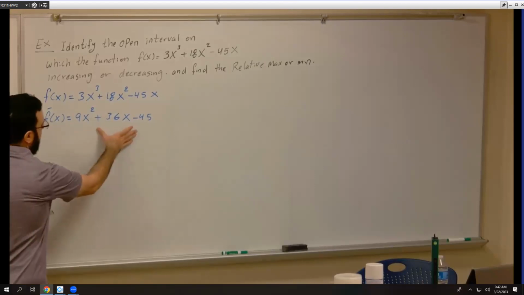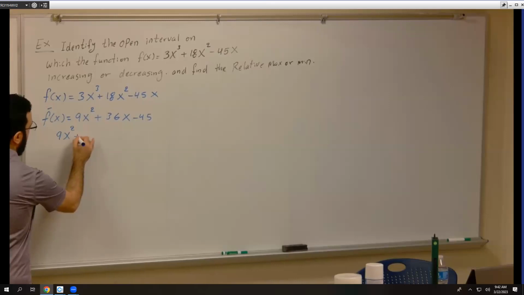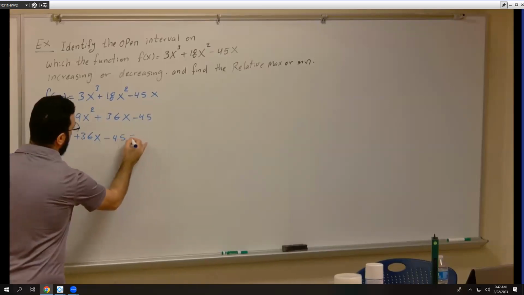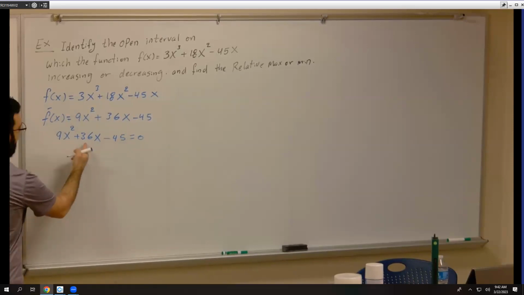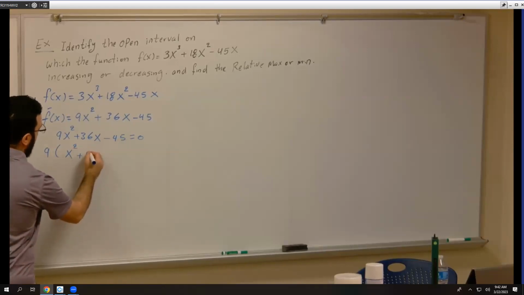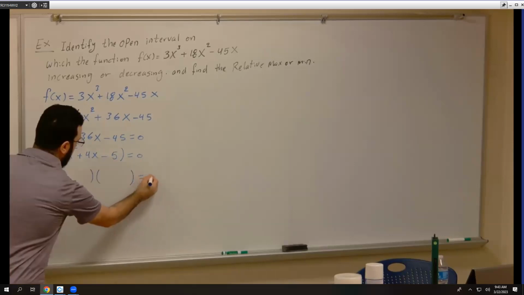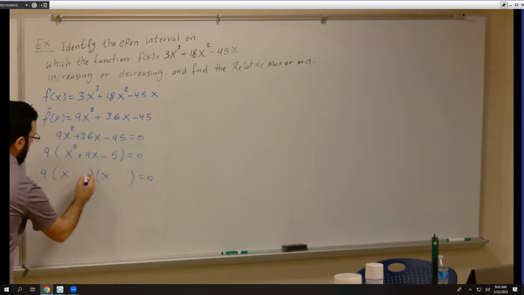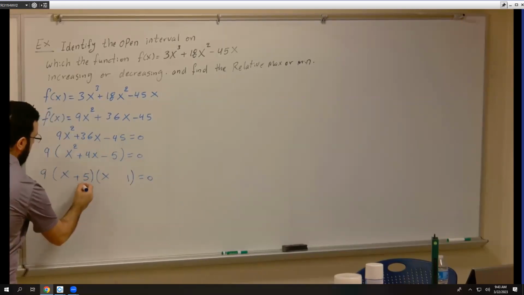So I'm going to take the derivative and set it equal to 0. It gives me 9x squared plus 36x minus 45 equals 0. I can take the 9 as a common factor. What's left is x squared plus 4x minus 5 equals 0. Now this is easier to factor. So here is the 9, open 2 parentheses, x and x, 5 and 1, and I need positive 5 and negative 1.